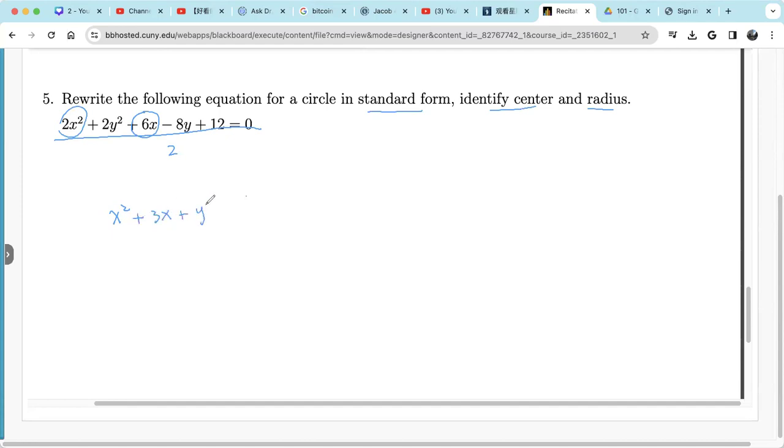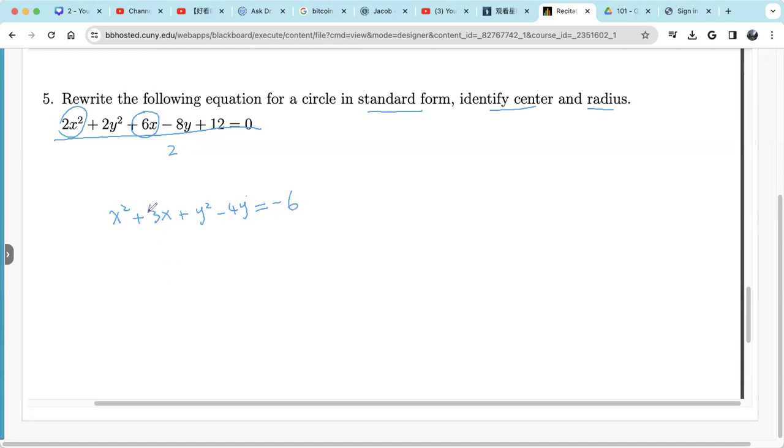Then plus y squared. You know what? Maybe we don't divide by 2. Oh, yeah, we need to divide by 2. 2y squared divided by 2, y squared. Then negative 8y divided by 2, that's negative 4y. Then 12 divided by 2, that's 6. So plus 6 on the left-hand side, move to the right-hand side, become negative 6.